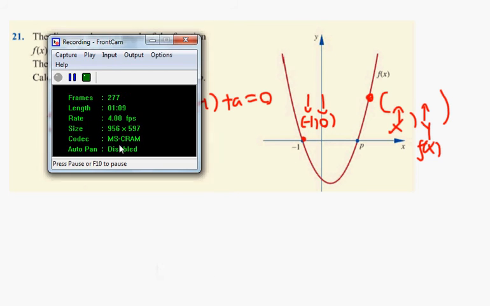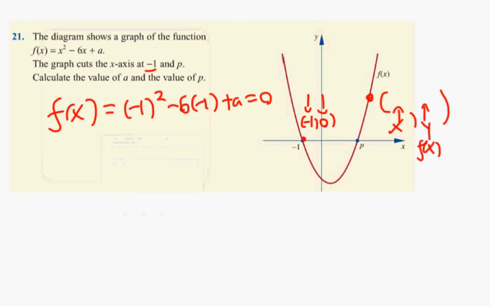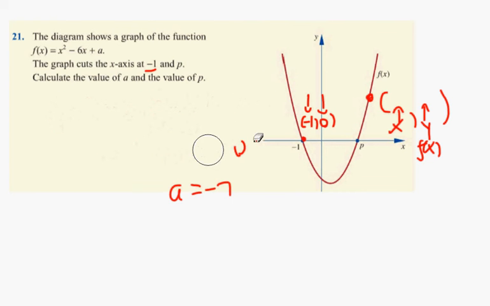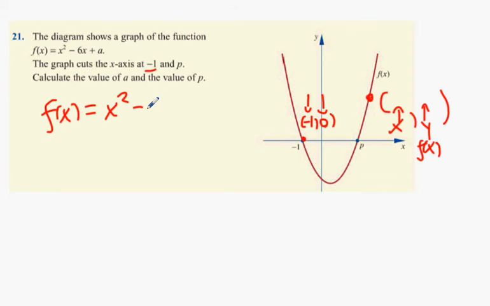So what happens next is this, guys. You get 1 plus 6 plus a equals 0. Bring over the 6 and the 1, they combine to make a equals minus 7. Right? a equals minus 7. Now that you know that a equals minus 7, this formula now changes to f of x equals x squared minus 6x minus 7. Is that alright?